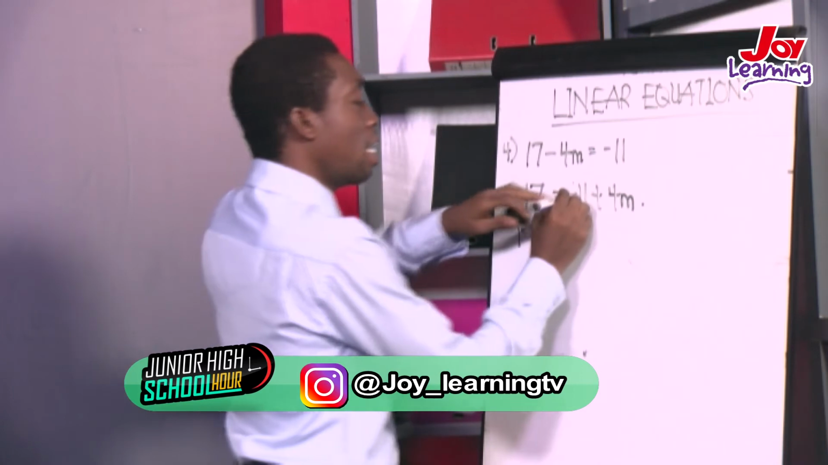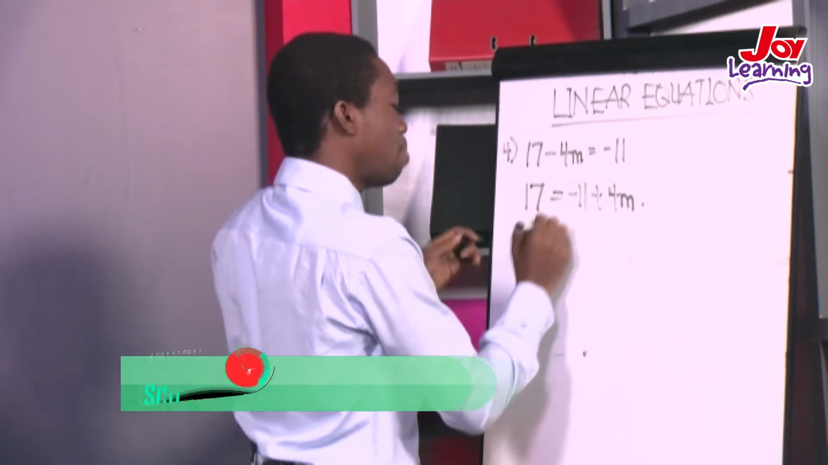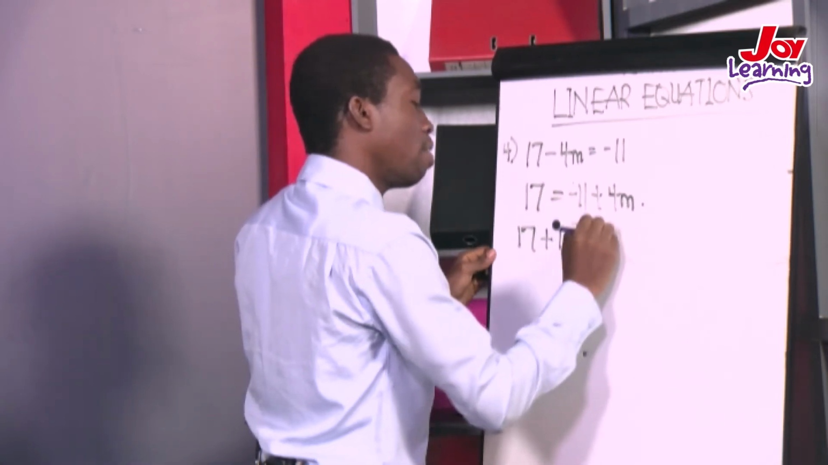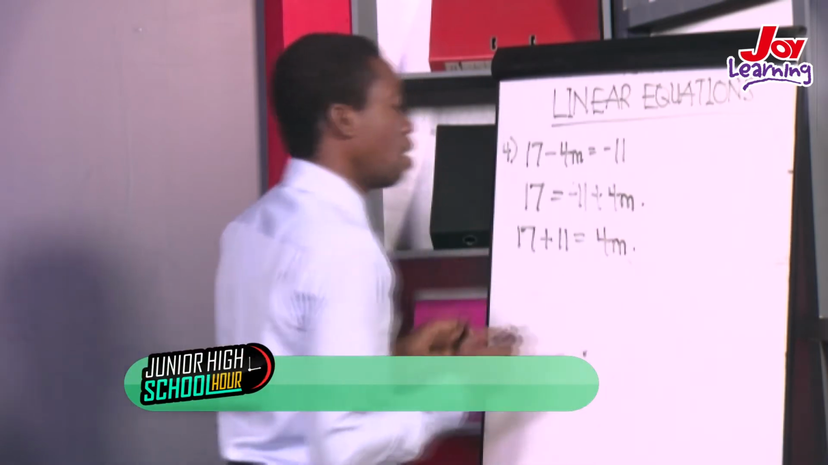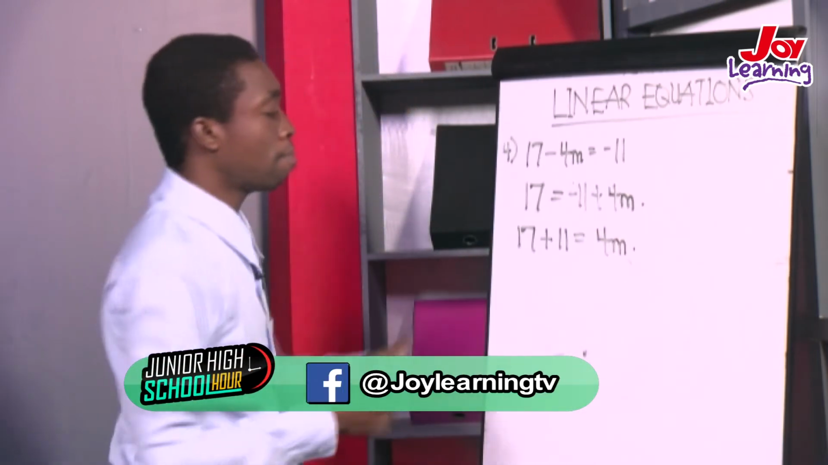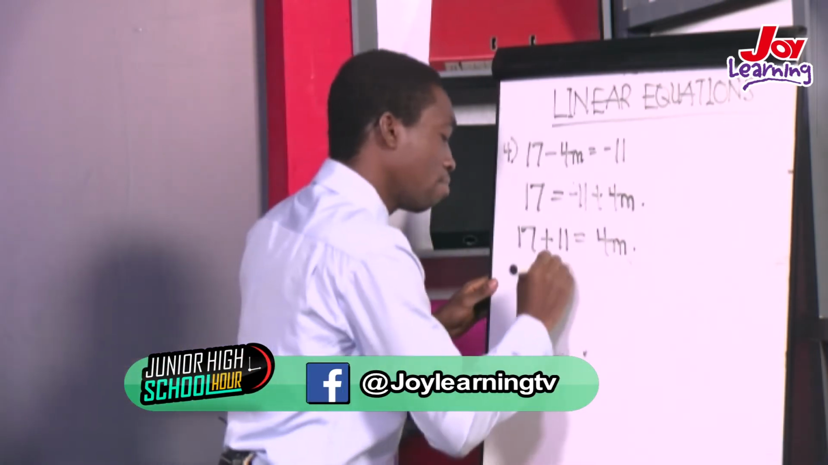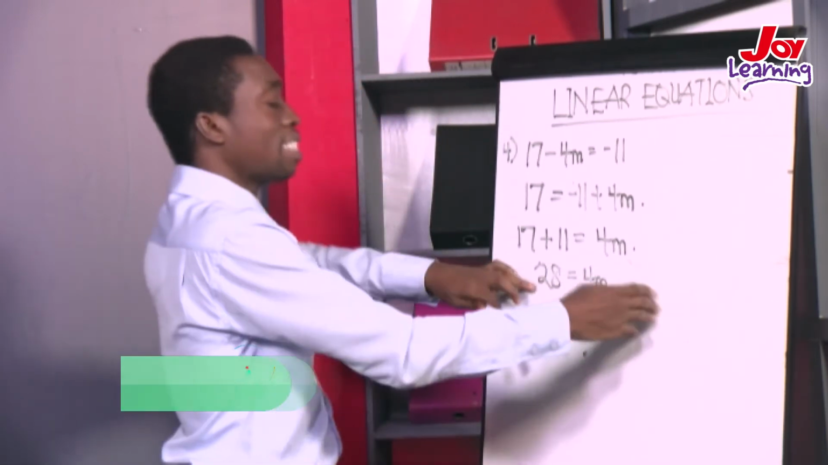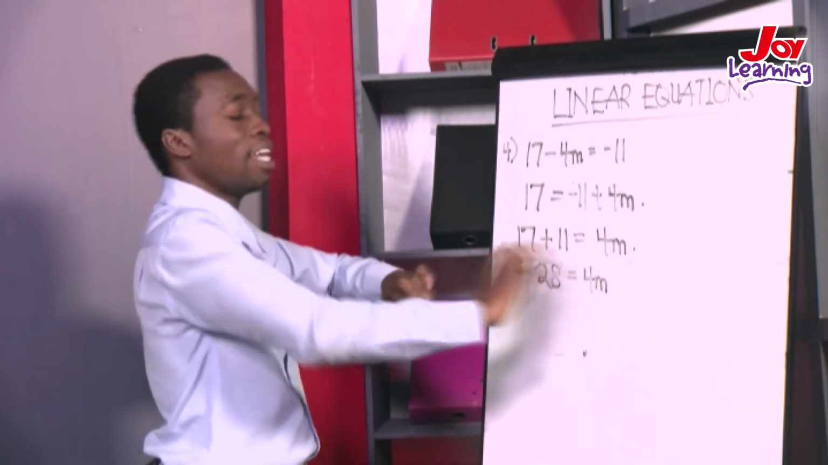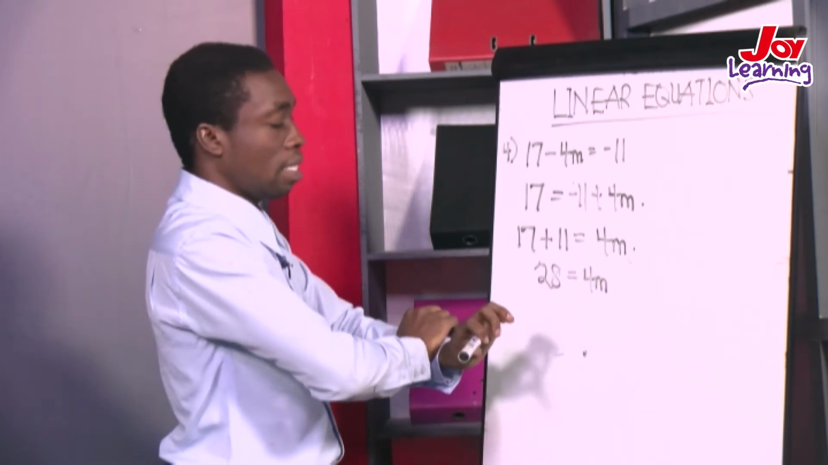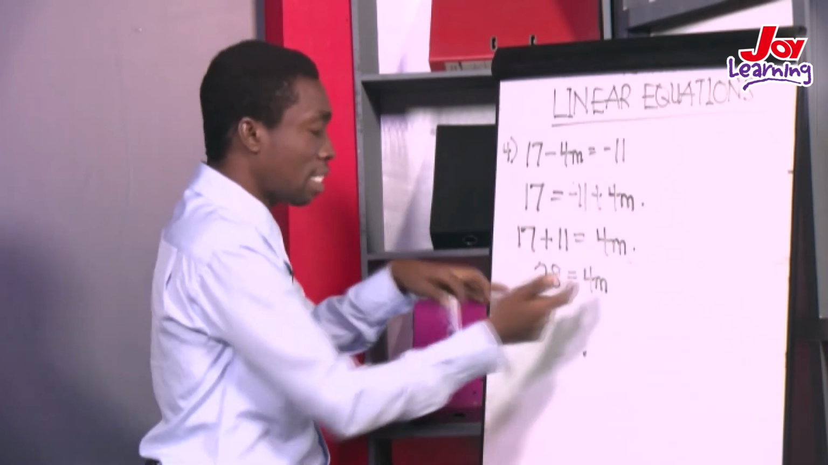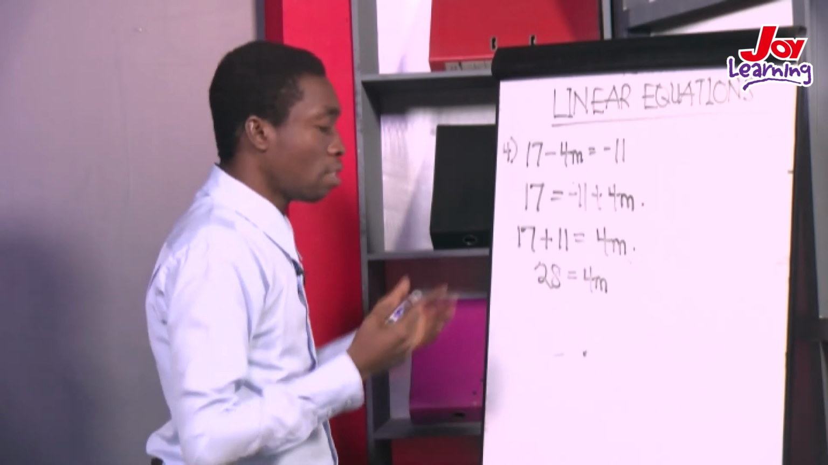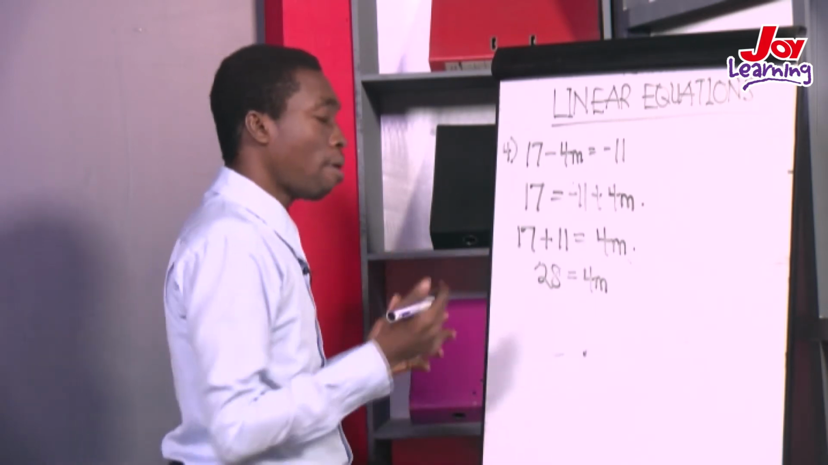So 17 minus 11, the negative moves and becomes a positive, plus 11 equal to what? 4m. So you have 17 plus 11 equal to 4m, and that will give us 28 equal to 4m. Now one thing you should notice, the m could be on either side of the equal to sign. It doesn't necessarily have to be on the left hand side. If it's on the right hand side, it still means that it's equal to this. Anywhere you find it, it shouldn't be a problem.